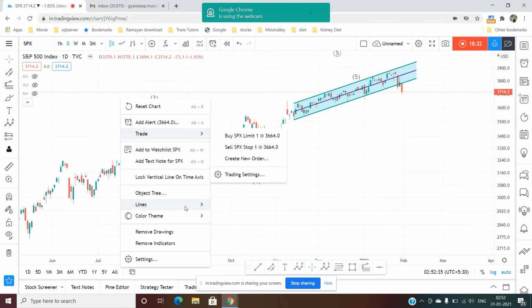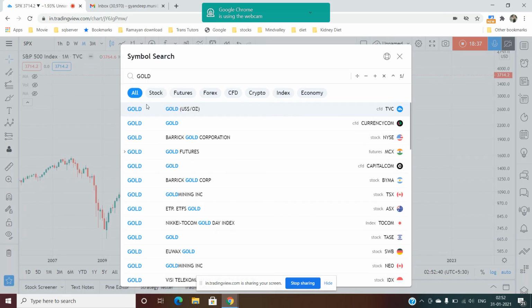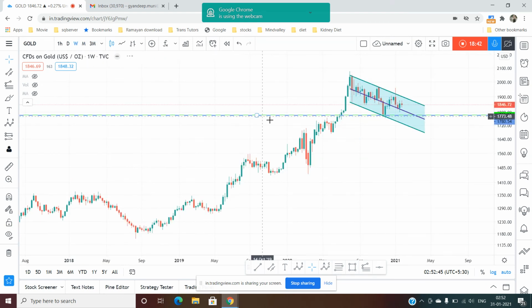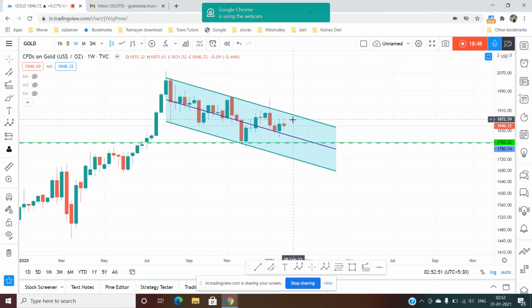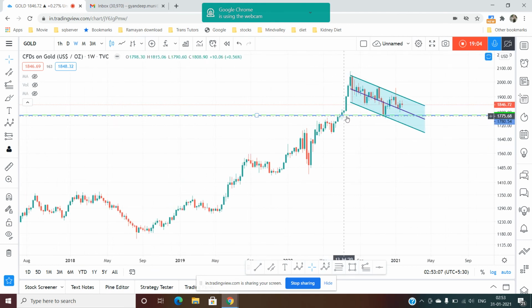We don't have much time here, but let's go and check gold very quickly. Gold is running in a parallel channel right now. If you need to buy gold, then this parallel channel has to be broken upside. A weekly candle should close above this parallel channel. And if you want to short it, this is a very supportive zone. If this supportive zone is broken, then it is a very big problem.